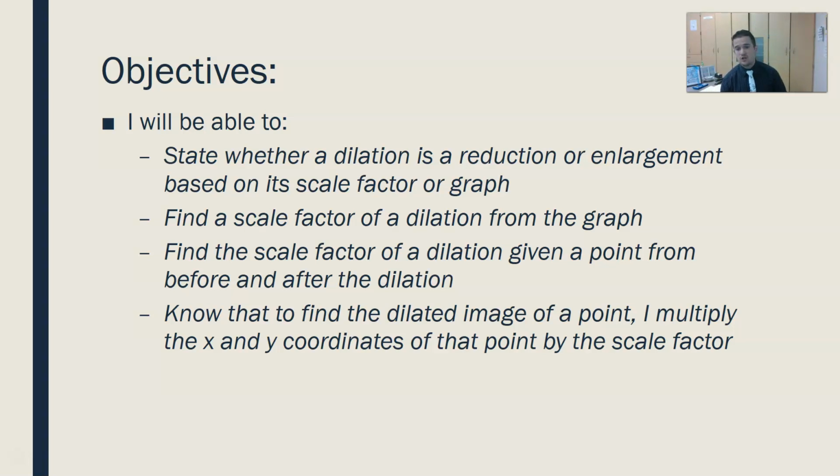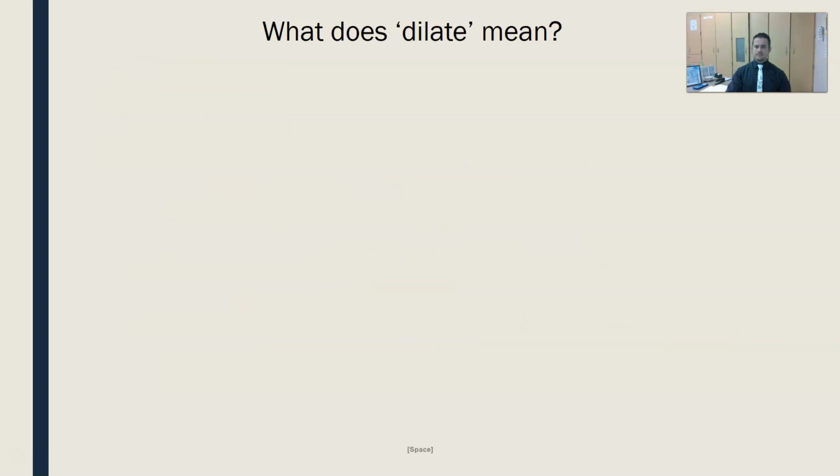you're able to do. I want you to be able to state whether a dilation is a reduction or enlargement based on its scale factor or graph. Find a scale factor of a dilation from the graph. Find the scale factor of a dilation given a point from before and after the dilation. And know that to find the dilated image of a point, I multiply the x and y coordinates of that point by the scale factor. So those are the things that I hope that you're able to do by the end of this video. And if some of those terms don't make sense, that's okay, because we haven't talked about them yet.